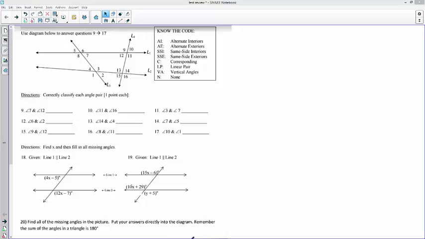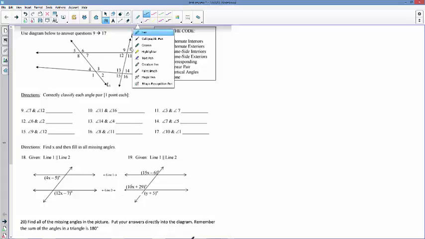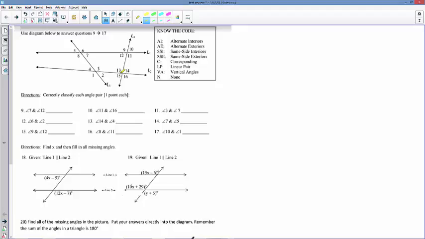Okay, this is a test review. A couple things I want to remind you about. I want to remind you to use your highlighters. Okay, bring them in, physical highlighters for the test.